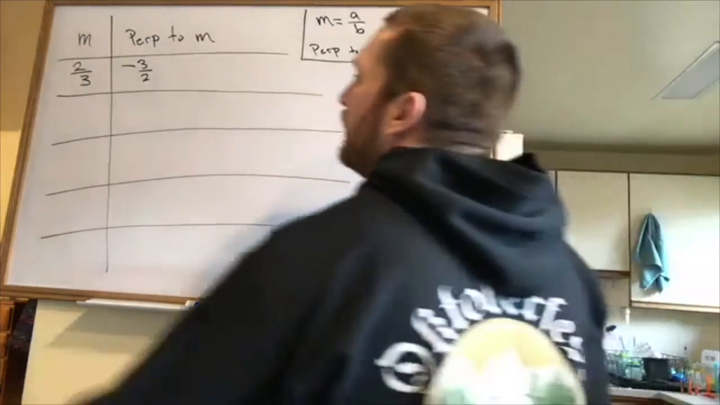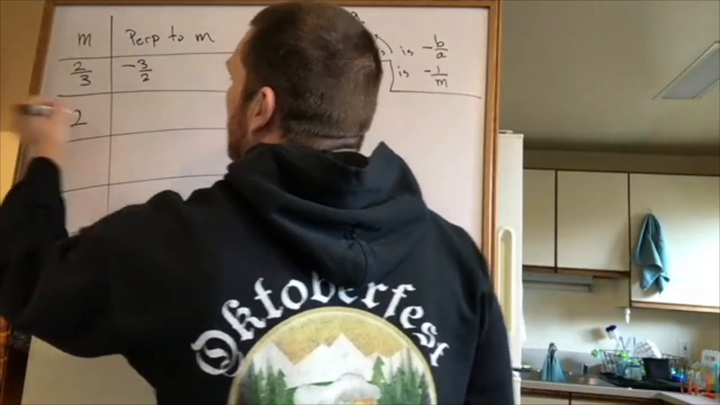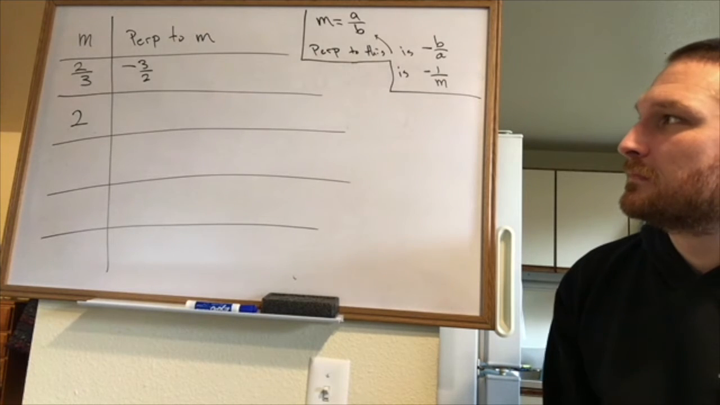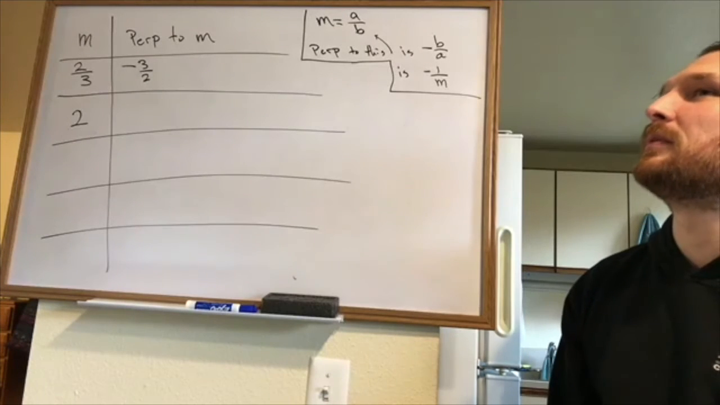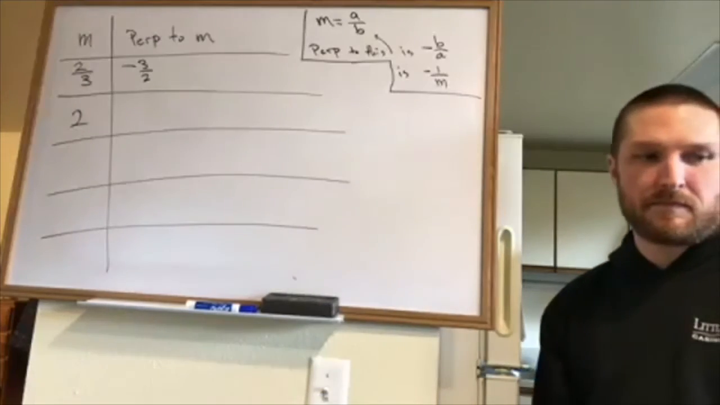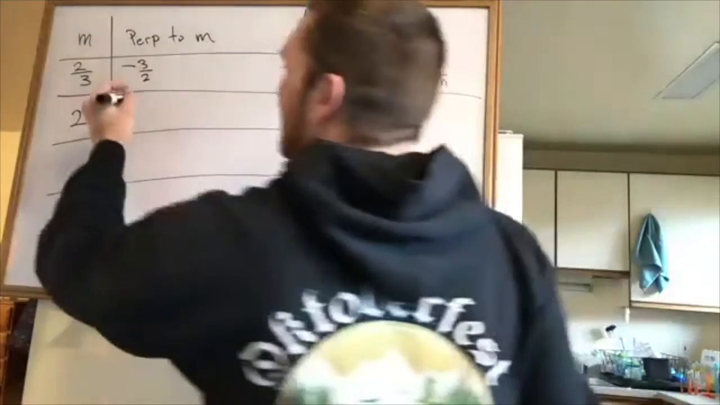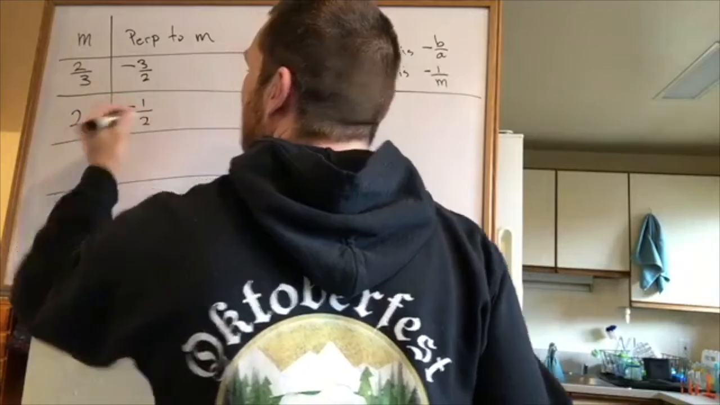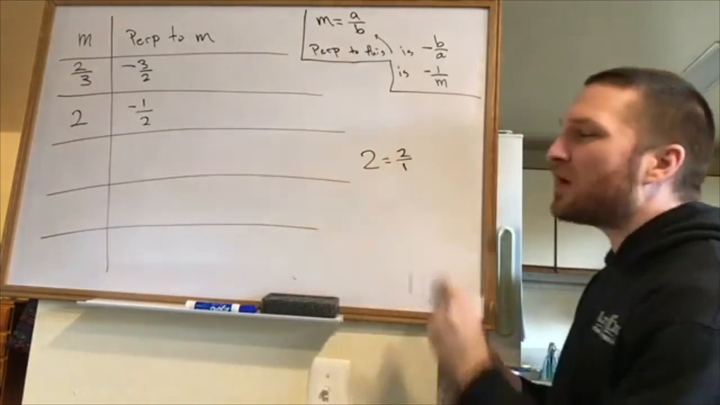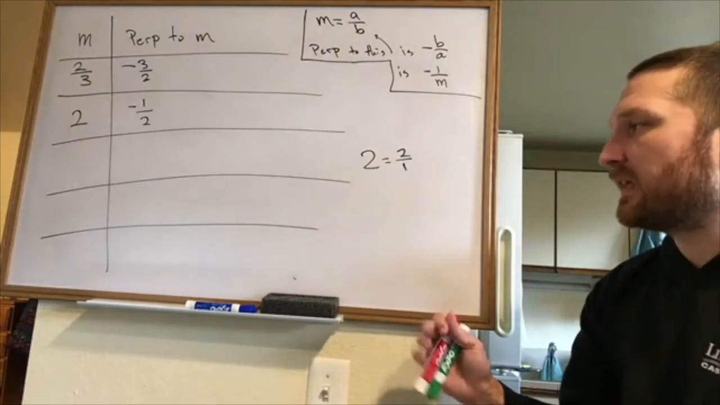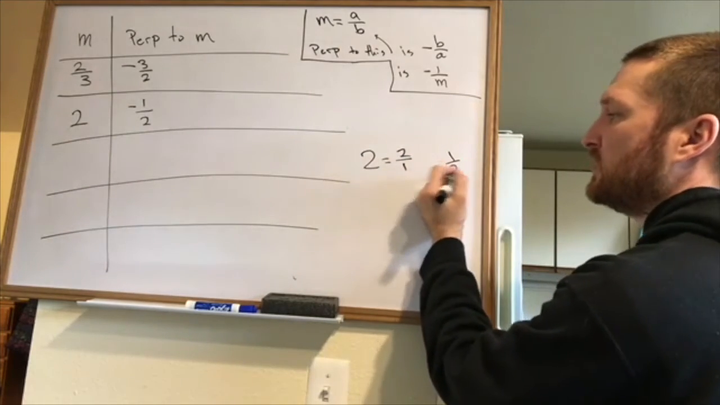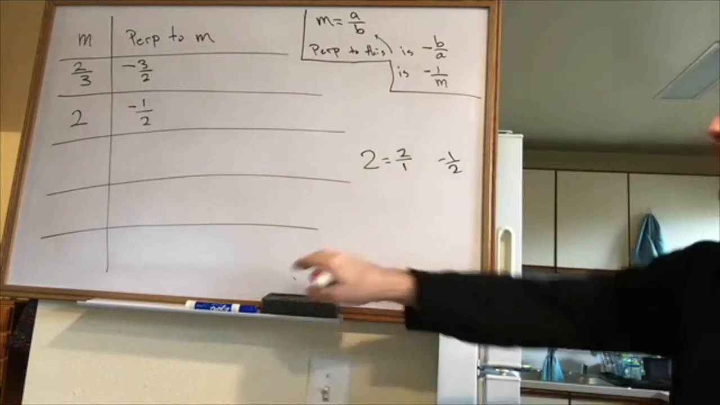Okay, what if I have 2? What's perpendicular to the slope of 2? -1/2. A couple ways we could think about that is 2 is equal to 2/1. So if you ever just have an integer, you could think, well, that's 2/1. If I flip that fraction, that's 1/2. Then if I make it negative, it's just -1/2.